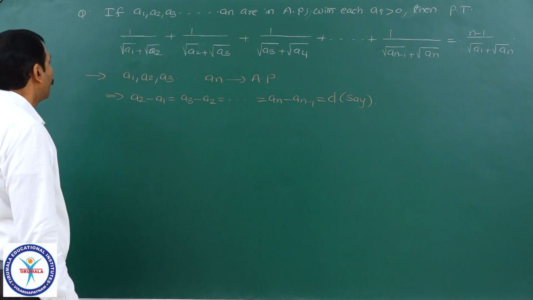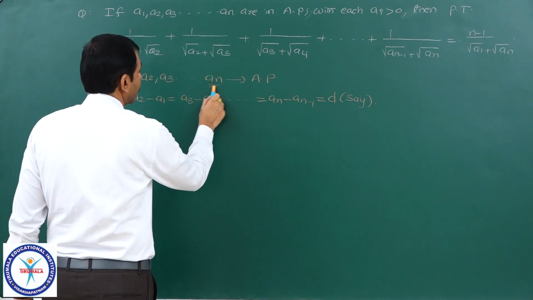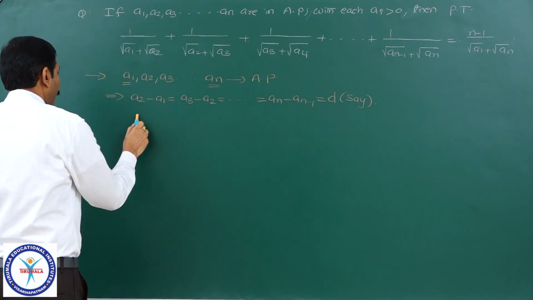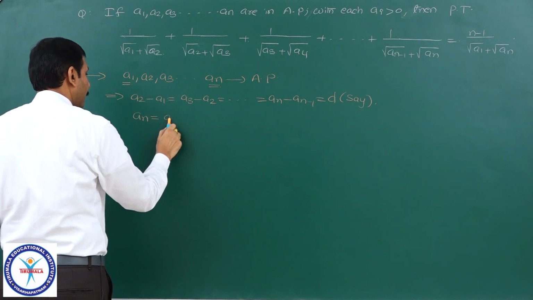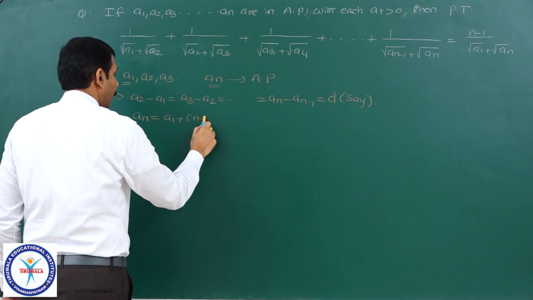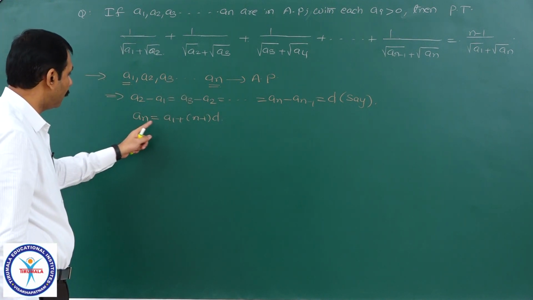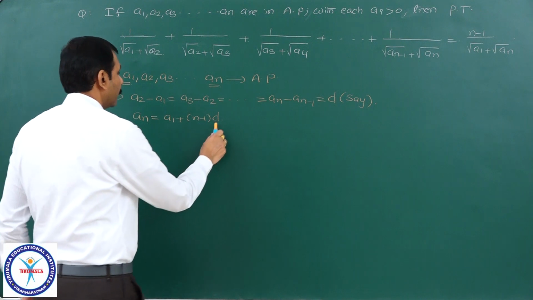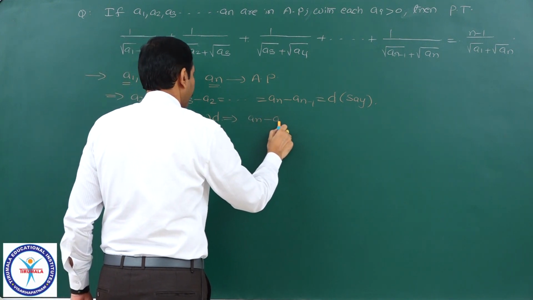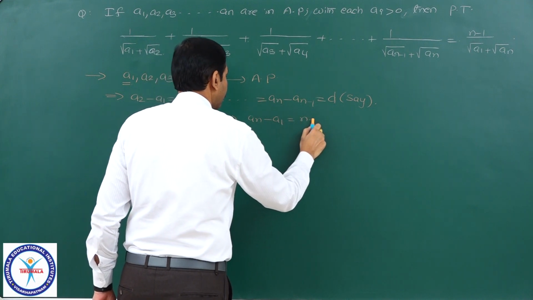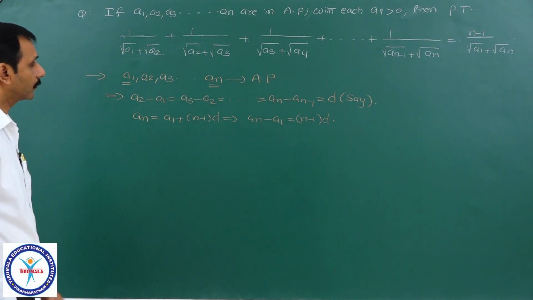And next, what is a1? a1 is the first term and what is an? an is the nth term. Therefore, if I want to write an in terms of a1, nth term is equal to first term plus (n minus 1) into d, you know. And if I want to write this, that implies an minus a1 can be written as (n minus 1) into d. Right.